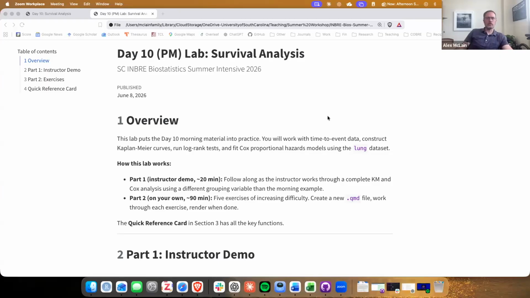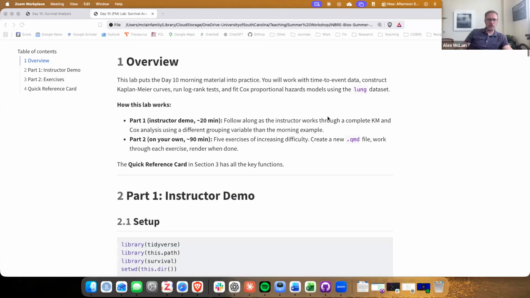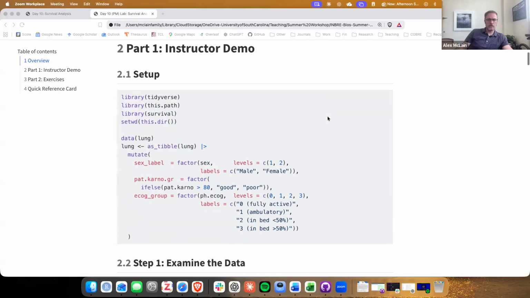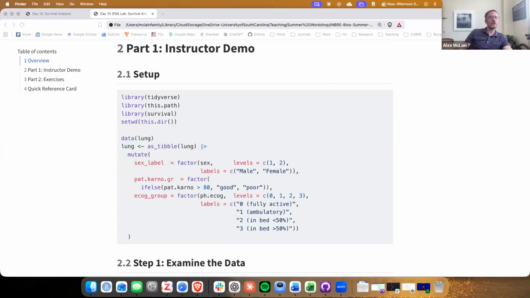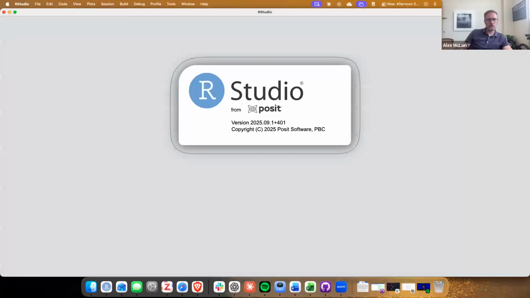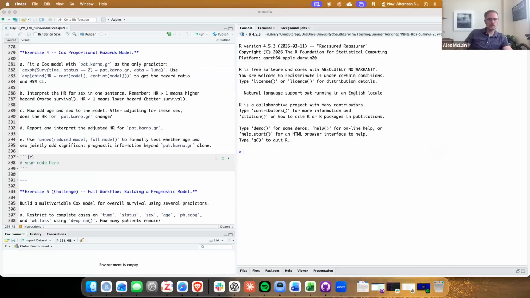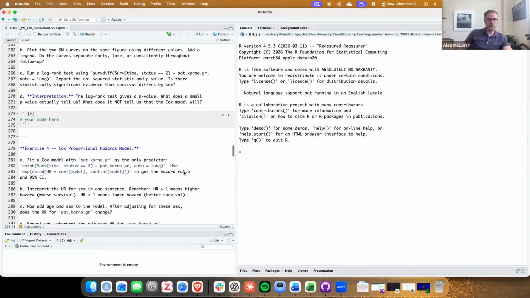Okay. All right. So today's lab, what are we going to do? We're going to use the same data that we used in the morning. So you can open this up. You can open up the lab directly, or you can copy and paste this into your R window. I'm going to open my RStudio up.